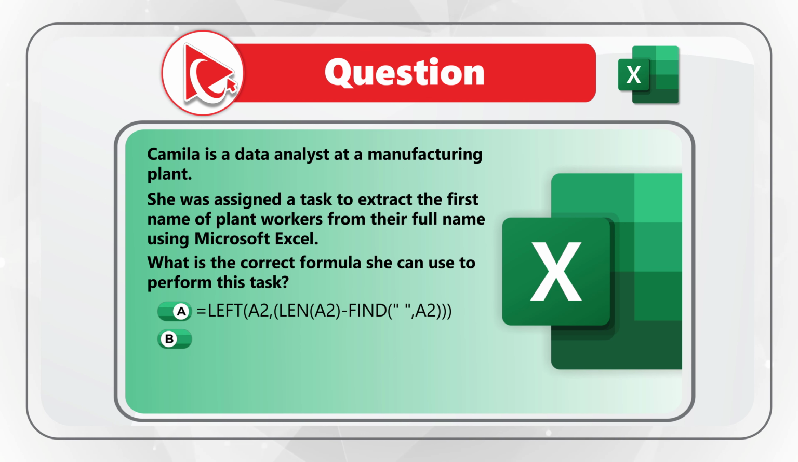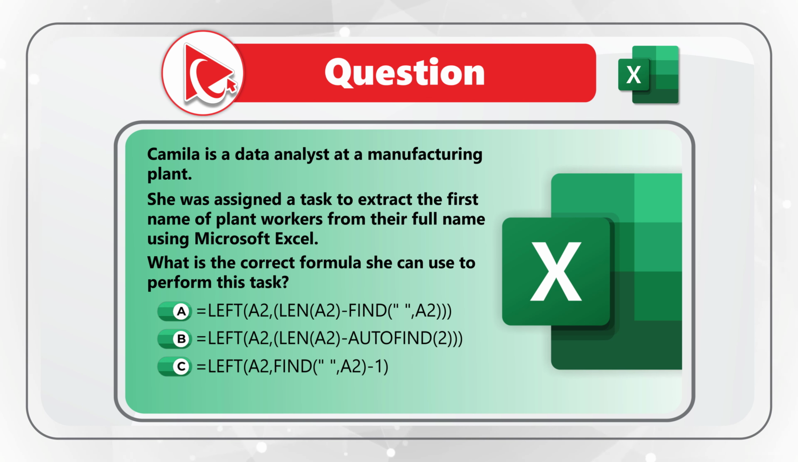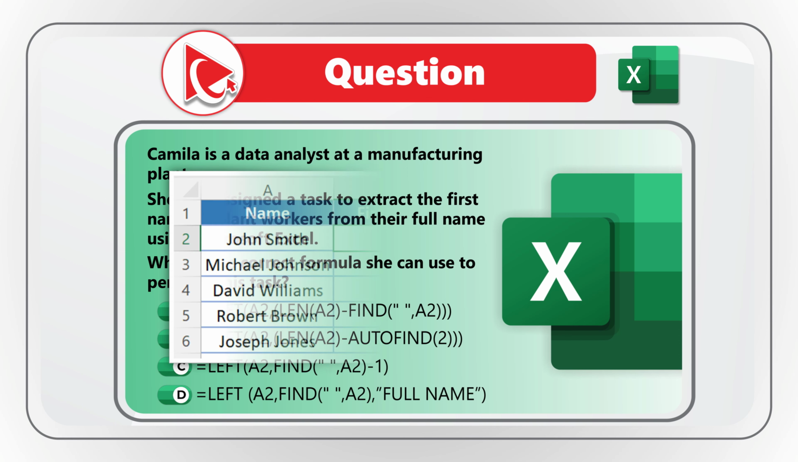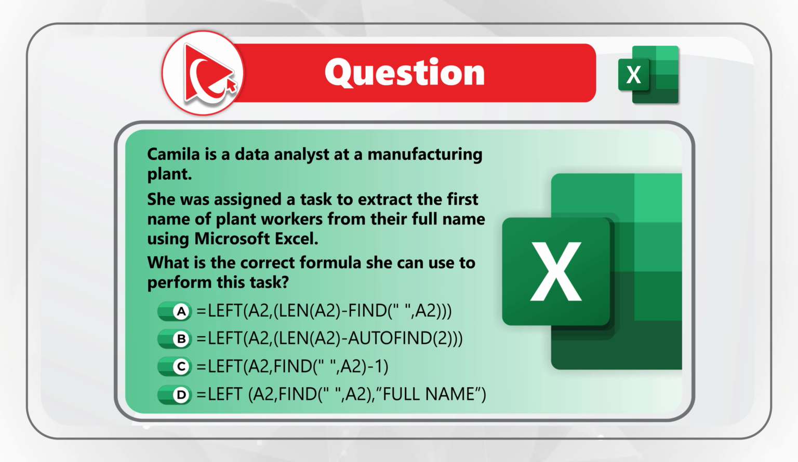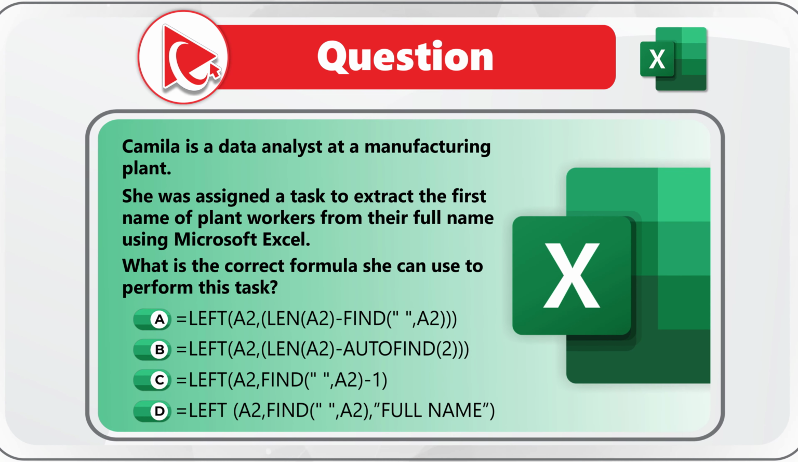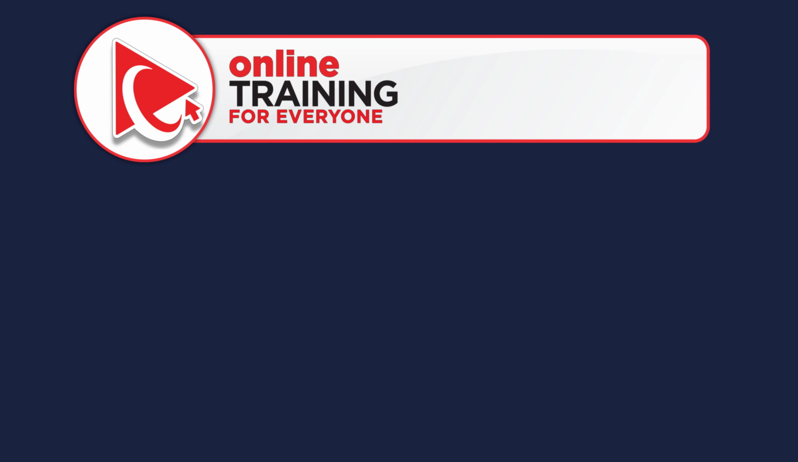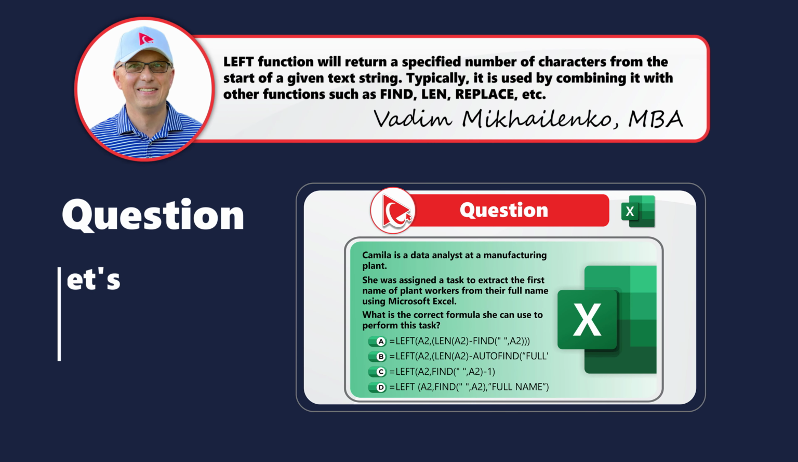And there are 4 different choices. Choices A, B, C, and D, as well as the snippet of data, where column A contains full name of the workers and column B has the empty first name column. Do you know which one is the right formula to extract the first name? Take a close look, maybe pause this video to see if you can come up with the answer. And I'm moving forward so we can solve this challenge together.